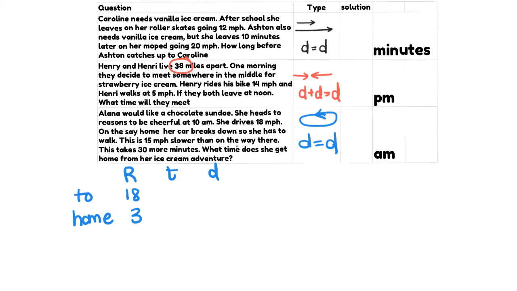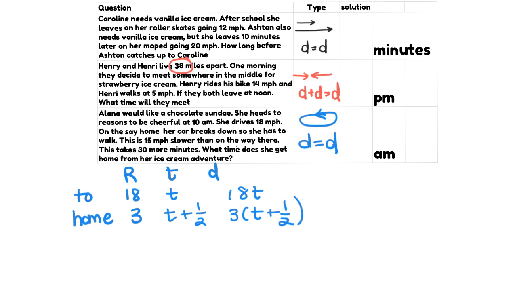All right, so now we need to look at the time. She takes 30 more minutes when she's walking slowly. So that means that when she's walking slowly, she's on the road for longer. So the time there would be t, and t plus 1/2 would be the slower walk, and a half because 30 minutes is a half an hour. So the distance there is 18t, and the distance home would be 3 times (t plus 1/2).